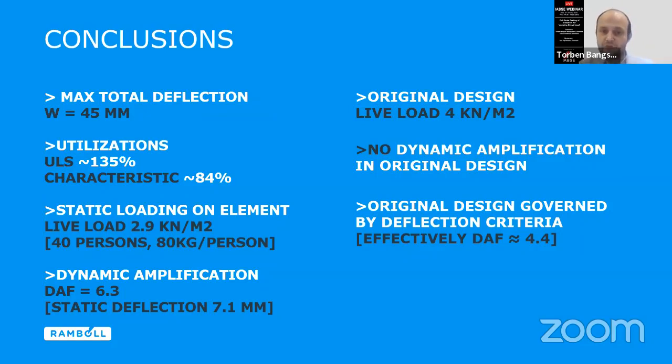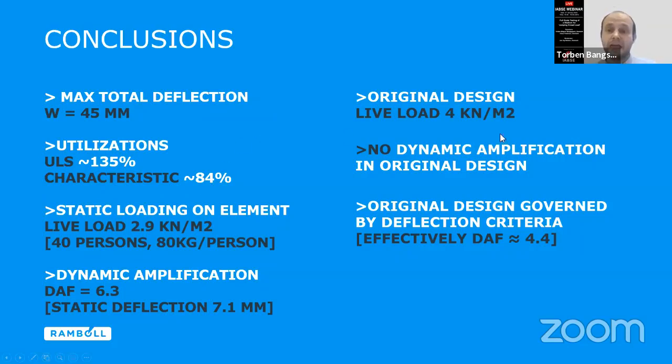And that was with 40 people standing in it. We said, okay, every person probably weighs around 80 kilos, because football supporters on average are probably slightly heavier than the average of society. That was the same as a dynamic amplification of 6.3. So if you go back, the findings of Ulfborg Stadium back in the 90s were actually quite good. We had a factor of six there, compared to a static deflection of people just standing still of 7 millimeters.